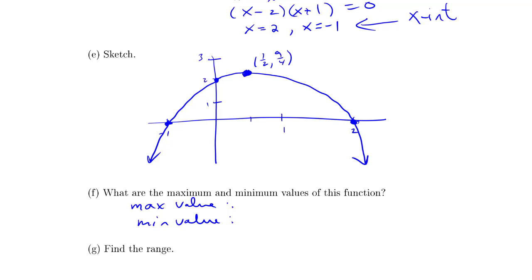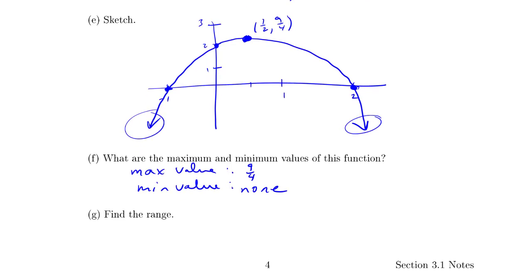So the maximum value is the y value there, 9/4. And there's no minimum value because this thing keeps going down forever. The graph also tells us the range quite easily. Remember, we head up from negative infinity. Since it goes on forever, we start at negative infinity, where it's open, and go up to our maximum value, which is the y coordinate of the vertex, 9/4.